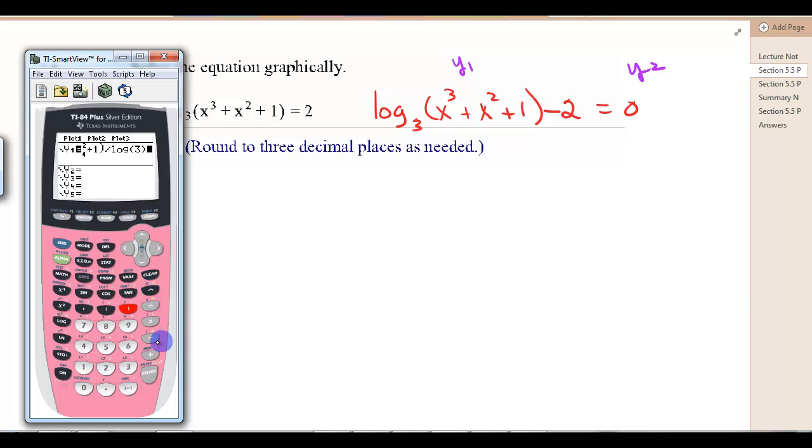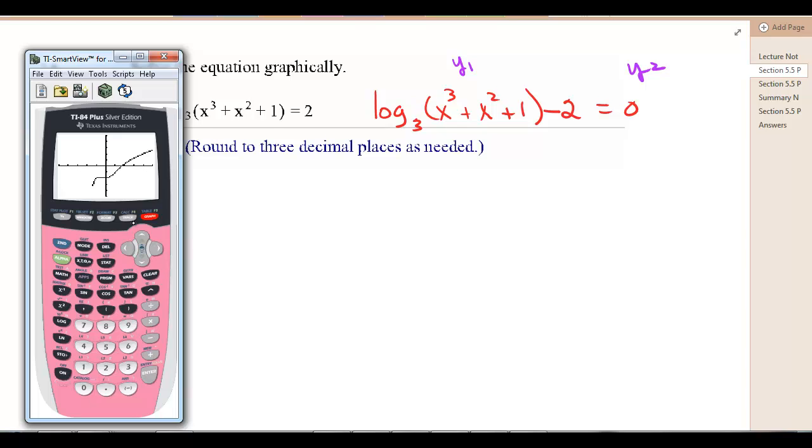No, I think maybe I don't have to do that. Maybe I can just do a minus 2. Let's see if that works. And a y2 to be 0. Let's see that. Okay, I believe that's correct.